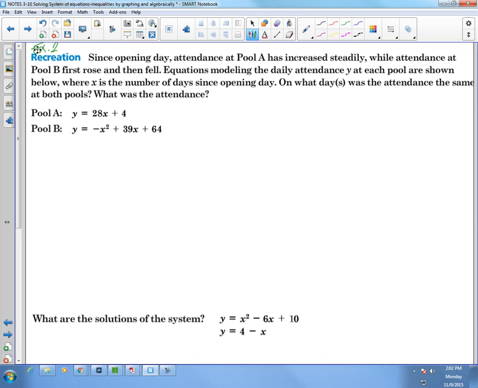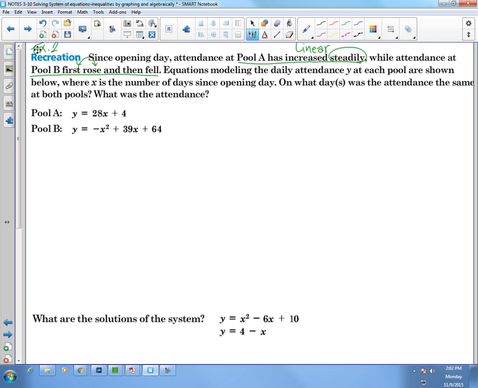Since opening day, attendance at Pool A has increased steadily, while attendance at Pool B rose and then fell. Thomas, just raise your hand real quick. Why do we know it's linear? Steady. Linear. Excellent observation. What about Pool B? Is it linear? It's quadratic, because it rose and then it fell, and it didn't say anything about rising constantly. It just went up and then it fell. So it's actually a negative quadratic, right?